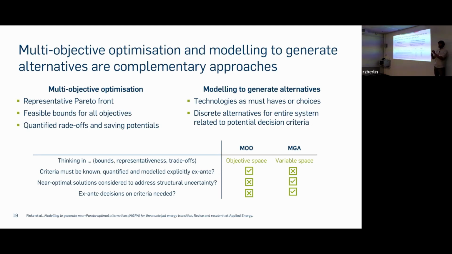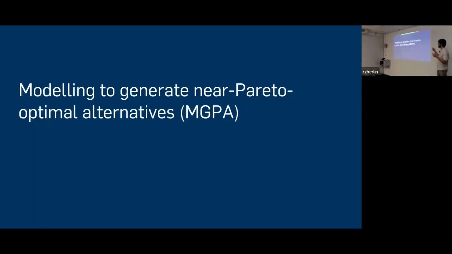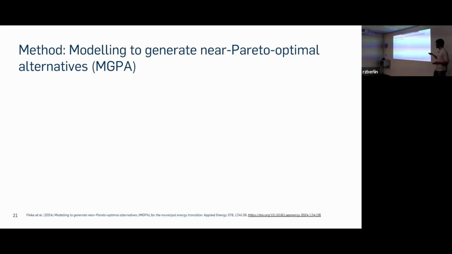And then, when we see that and we know about the trade-offs, we can decide on the decarbonization target. And therefore, because they are so complementary in my view, I thought we should combine the two. And we did that by developing this MGPA method, which works in the following way.